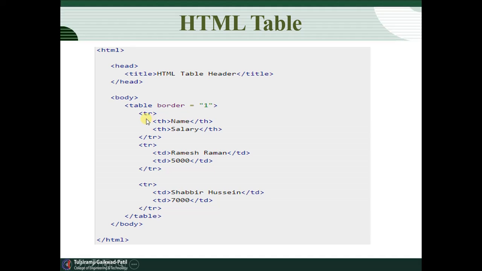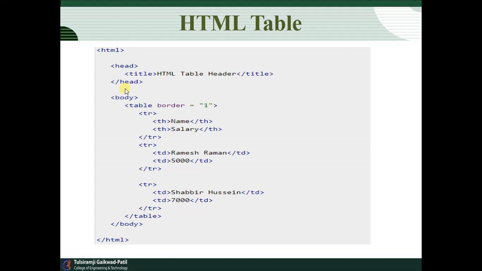The tr tag is indicative of creating the first row in your table. Under that you have the two columns, name and salary. How many columns do you have here? Name and salary. Okay, and two rows. What does it indicate? It's name and salary.